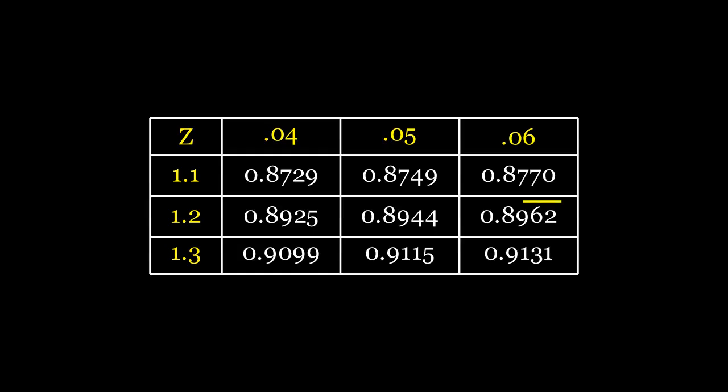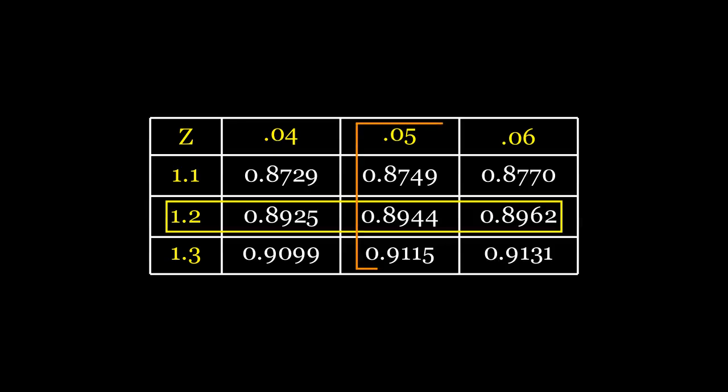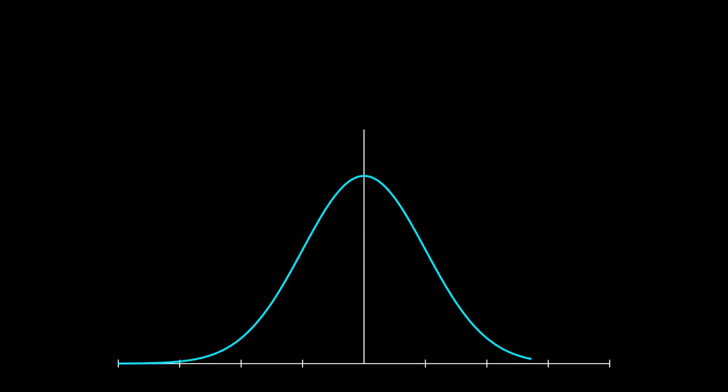Let's look at the anatomy of the table. The leftmost column represents the z-score's units and the first decimal place, such as 1.2 or 0.4. The top row represents the second decimal place, from 0.00 to 0.09. To find the probability for z equals 1.25, you find the row for 1.2 and the column for 0.05. The intersection is your answer.